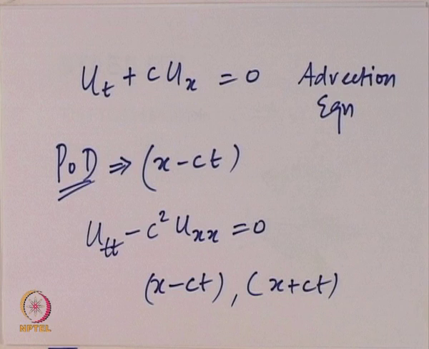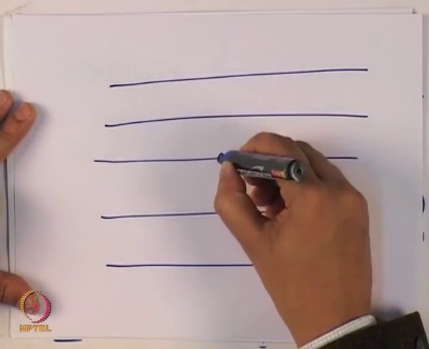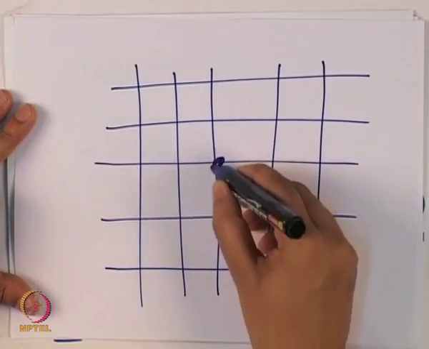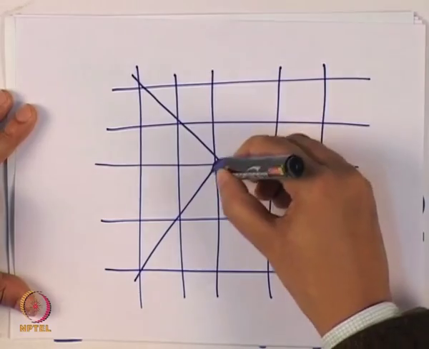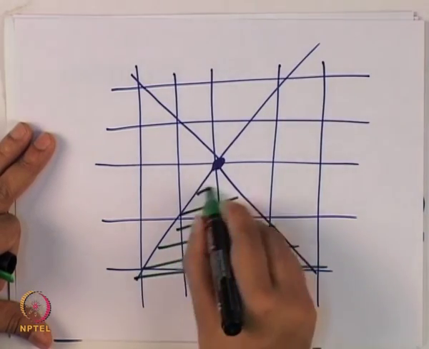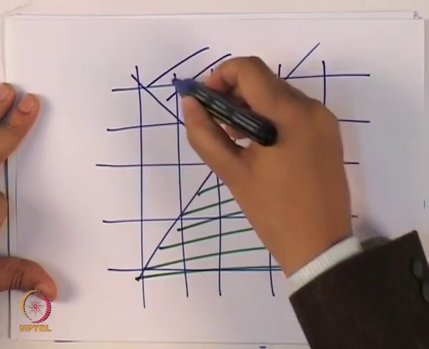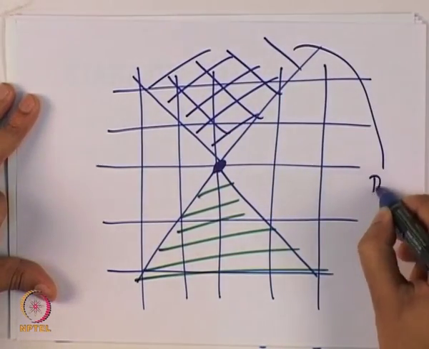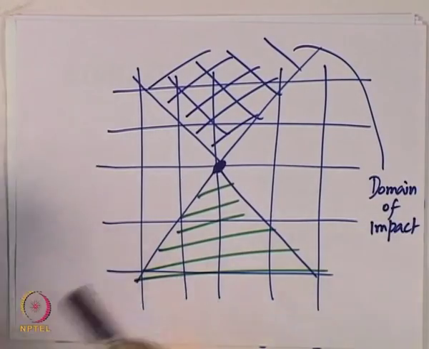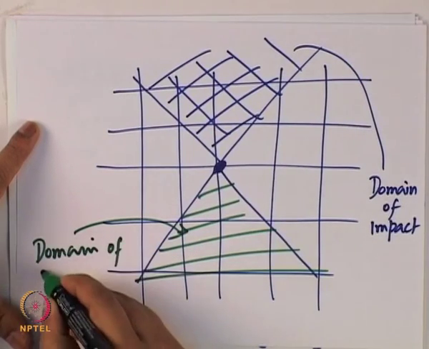In other words, if I have a numerical grid for a particular point in space and time, there is always going to be a domain on which it is going to, so let us say the green one is going to be the domain of influence, and this one is the domain of impact, and this is the domain of influence.